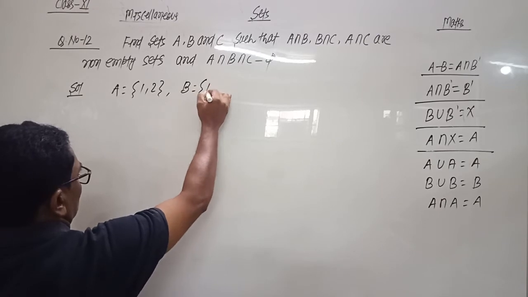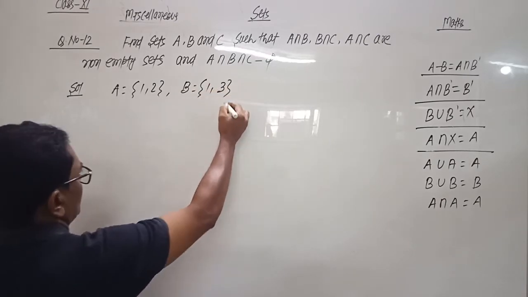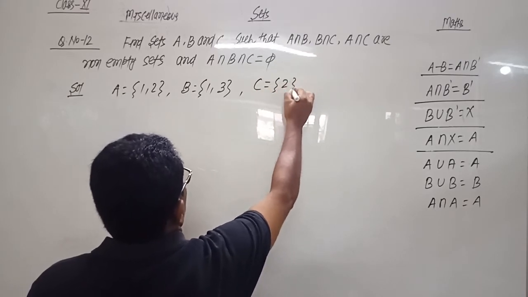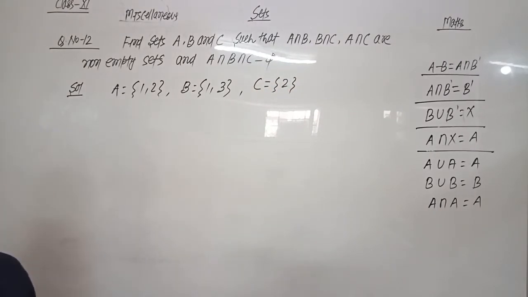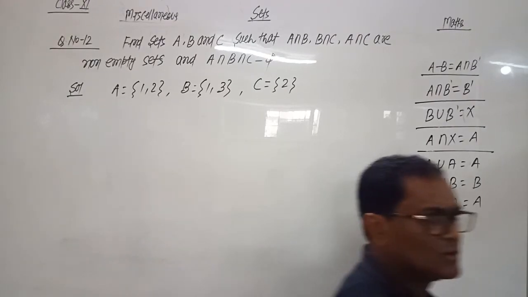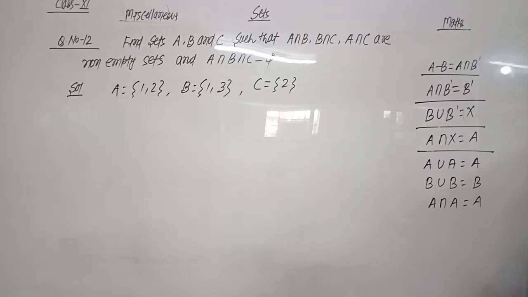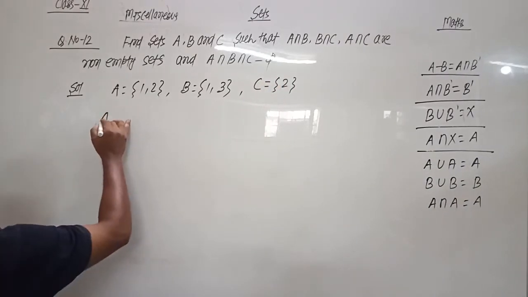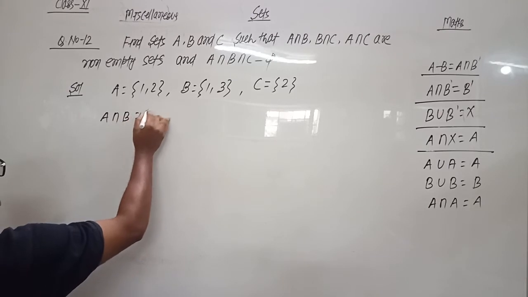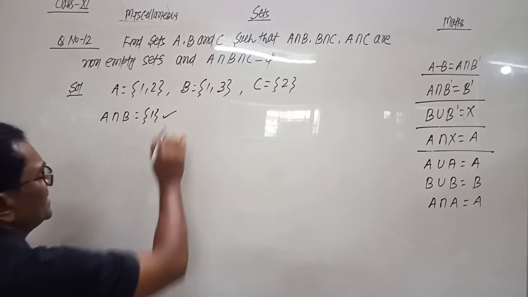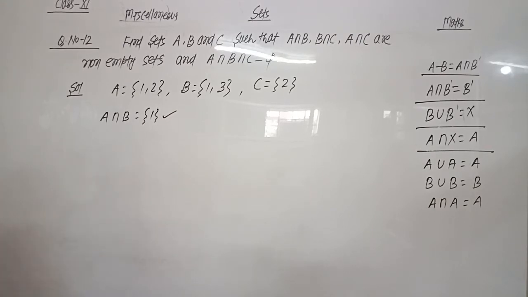Set B equals 1, 3 and set C equals 2. We suppose three sets A, B and C in which A equals 1, 2, B equals 1, 3 and C equals 2. Now let us find A intersection B. From A and B, 1 is common. So A intersection B is a non-empty set.